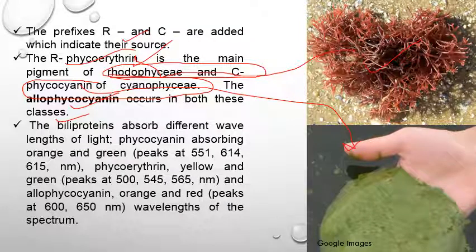The biliproteins also absorb different wavelengths of light. Phycocyanin absorbs orange and green wavelengths, and phycoerythrin absorbs yellow and green light. Allophycocyanin absorbs orange and red wavelengths of the spectrum.